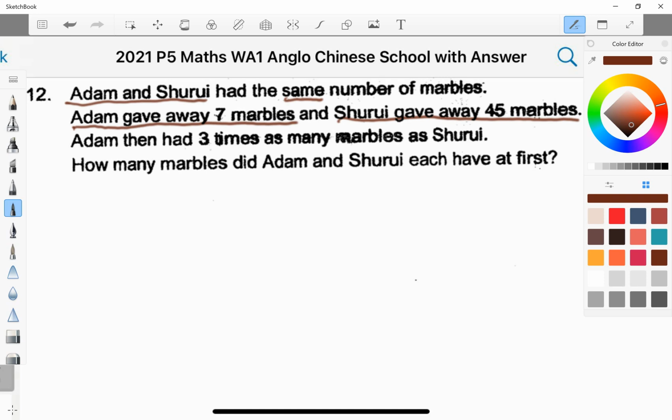So because of the 3 times, we can say that Adam is actually 3 units. So I'll indicate 3 units, then I'll point it at Adam. And Shure has got to be 1 unit in the end. So after listening to the story, the actual question is how many marbles did Adam and Shure each have at first? So that will be my actual question.